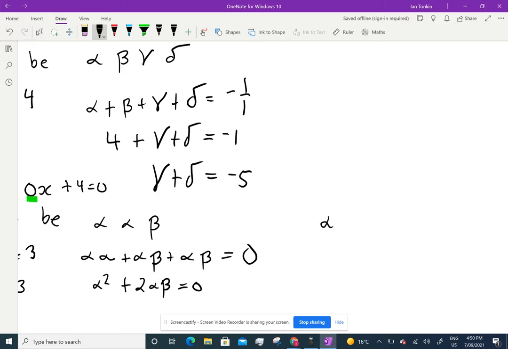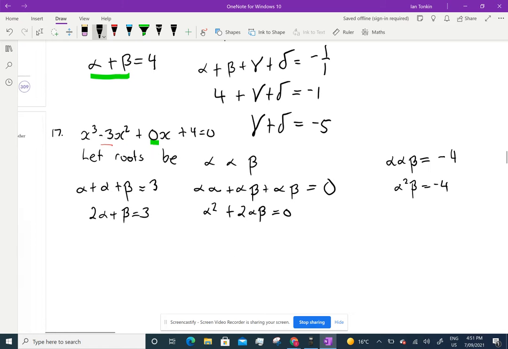Sum of the roots 3 at a time: alpha squared beta equals minus d on a. So that's minus 4 on 1, which is minus 4. So alpha squared beta equals minus 4. So now I've got these three equations, and I've just got to find alpha and beta. So I'm going to use substitution. I'm going to rewrite the first equation as beta equals 3 minus 2 alpha.